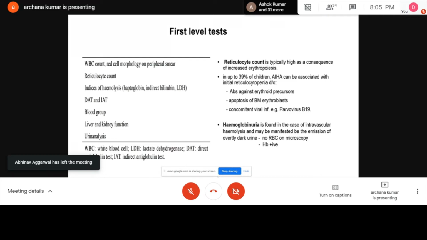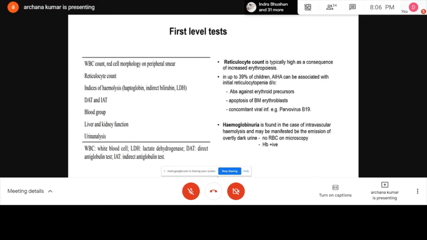So what are the first level tests that we do? The WBC count, and as I was highlighting earlier, RBC morphology on the peripheral blood smear is very important. A reticulocyte count obviously is very important because it is telling us the degree of erythropoiesis which is happening. But what is very important to remember is that about 39 to 40% of children do not have a rise in reticulocyte count. This is very important for diagnosis, remember, because in about 39% of children, there could be reticulocytopenia.